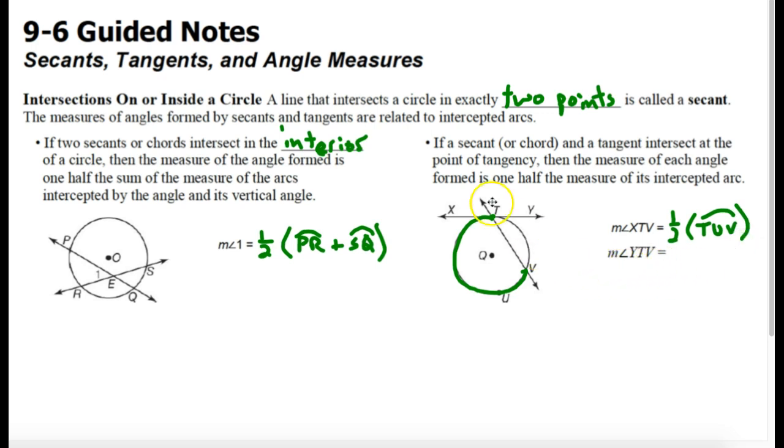Then for the other one, for angle YTV, we're looking at this piece. This would be its intercepted arc. This is a minor arc. It's less than 180, so I would only use 2 letters to name that. So I could say that this angle will be 1/2 the measure of just arc TV. All right, so let's do a couple of practice problems with these ideas.